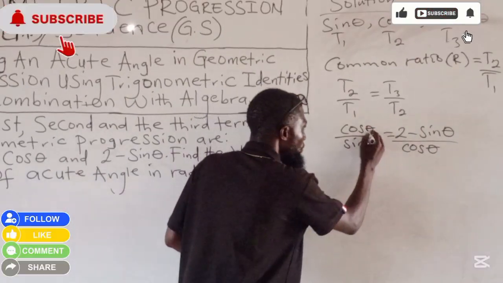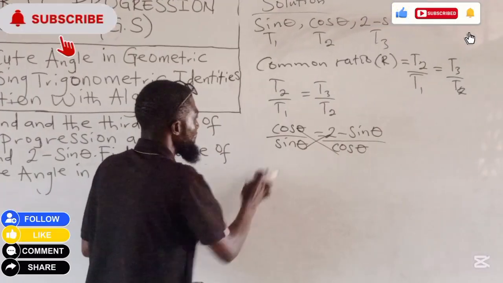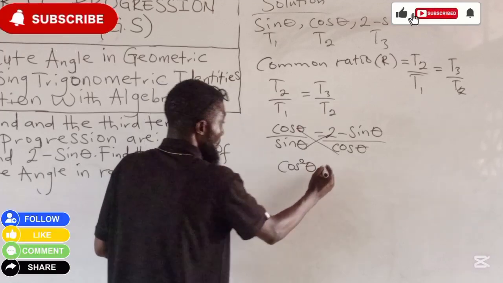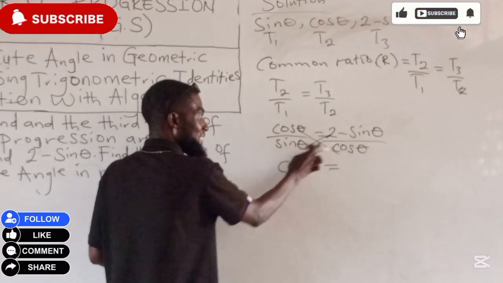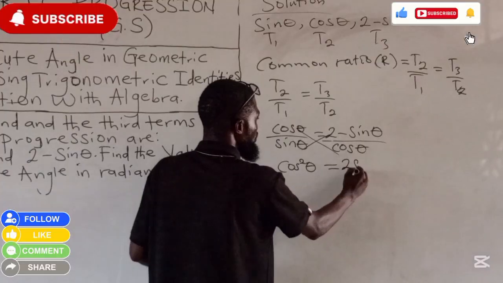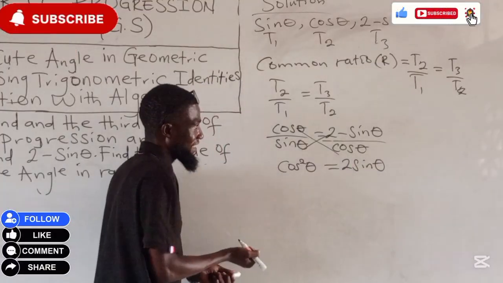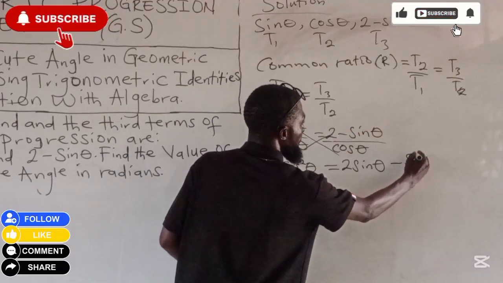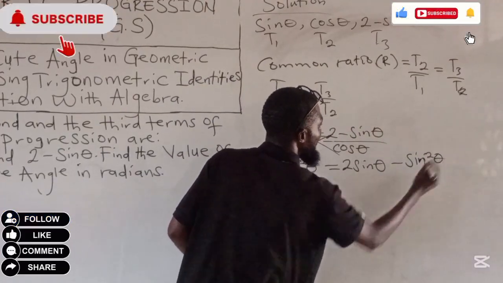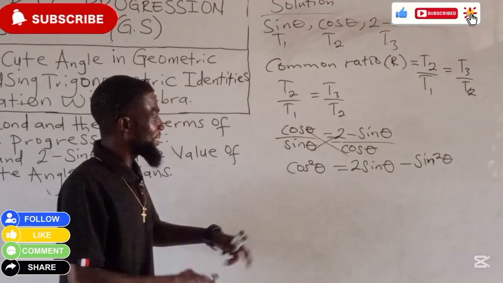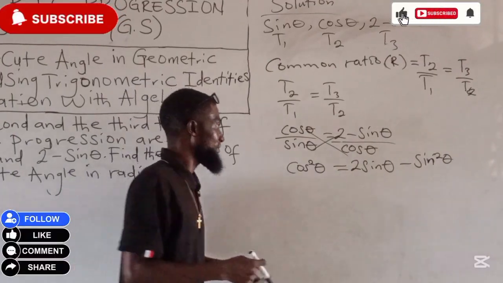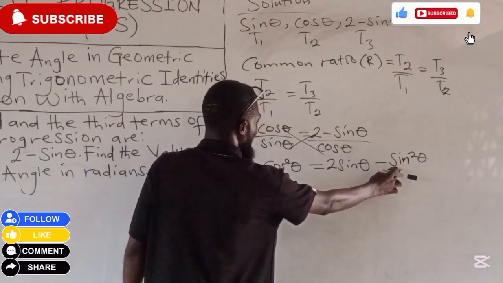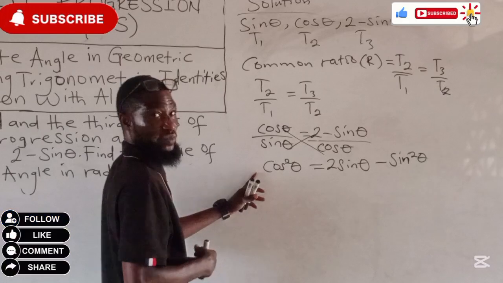On this problem, we'll cross multiply. We say cos theta times cos theta gives us cos square theta, which will just be equal to sin theta times 2, or 2 times sin theta, which gives 2 sin theta, minus sin theta times sin theta, which automatically gives us sin square theta. Ladies and gentlemen, based on this information given, remember, we'll be sending the negative term across and bringing it across to cos square theta.